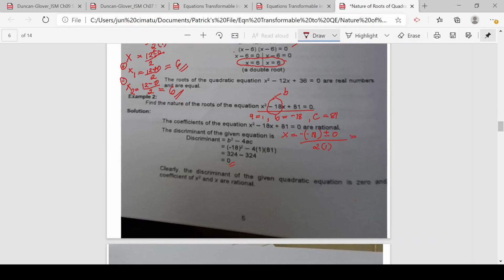So, this is 18 over 2, 18 plus minus 0, 18 over 2. So, ano yung x1? x1 is equals to x2. Ano yan? 9.